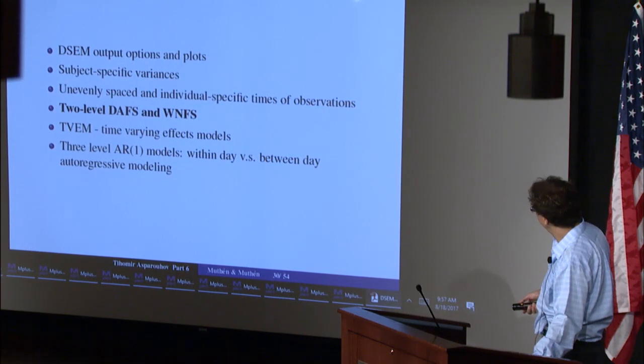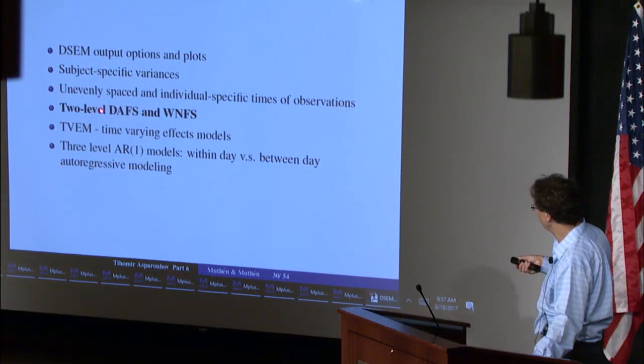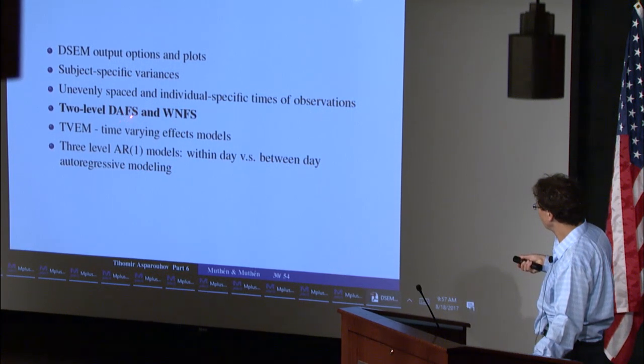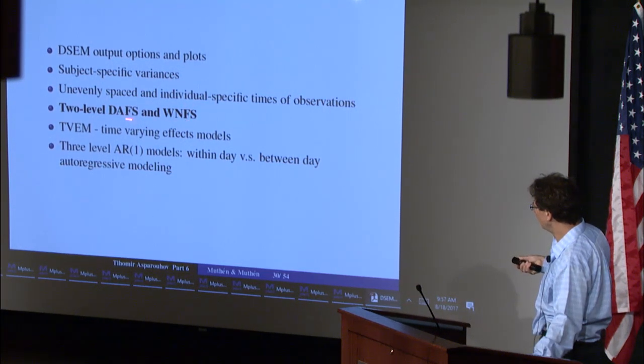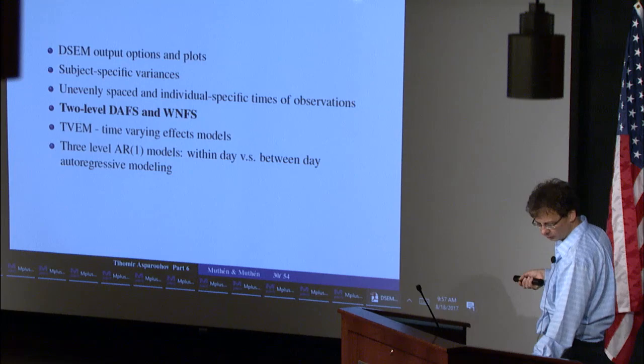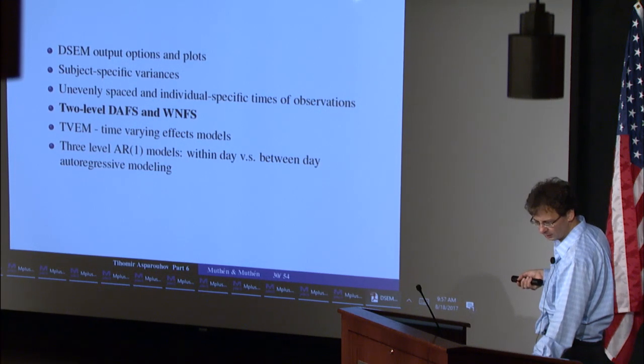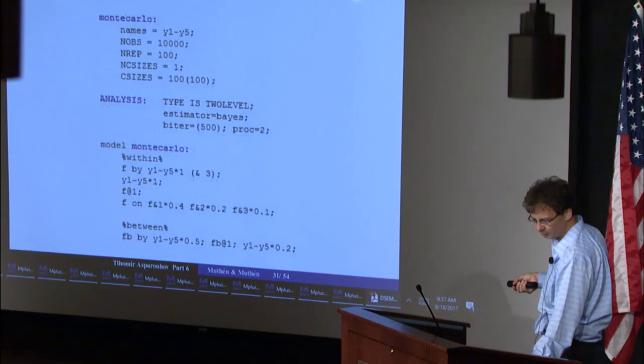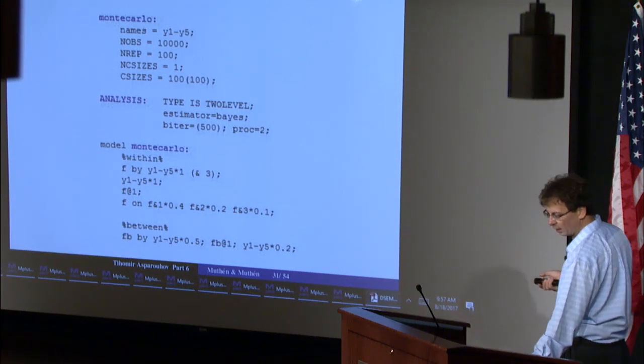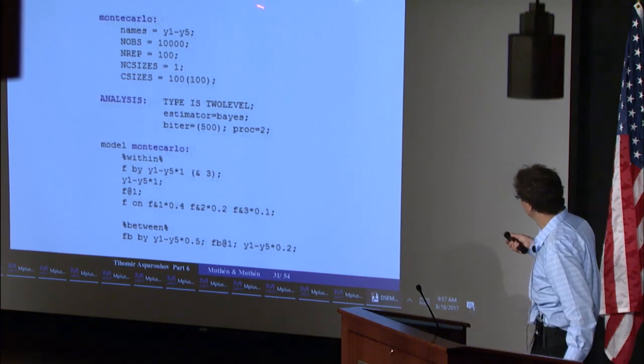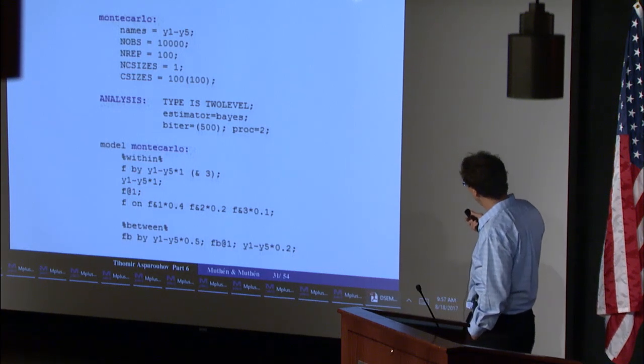So next topic is we move to these dynamic autoregressive factor score models and the white noise factor score models, and those are kind of classic factor score models that have been explored in the past. They've been usually dealt with in single-level models, but now we can do them in two-level models. And just a little simulation study here.